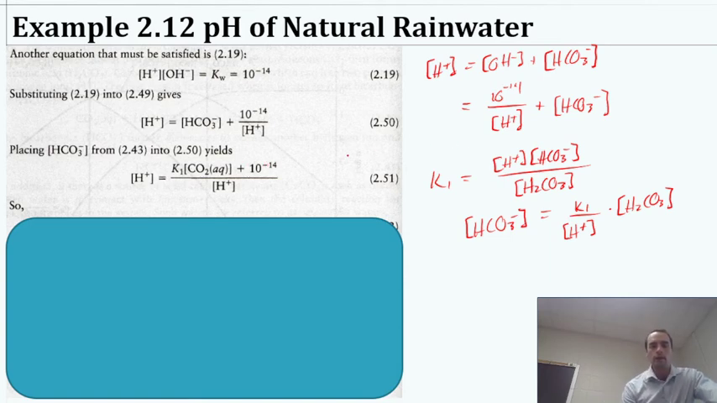So what they've done is they did exactly this. Exactly what we did here, and then inserting that into here, that leaves us with K1 and H2CO3 divided by H plus. And so because it's 10 to the minus 14th over H plus, something else over H plus, you can just add them together, right? Have a common denominator. And so that's where they get, substitute that in, and then they get that common denominator.